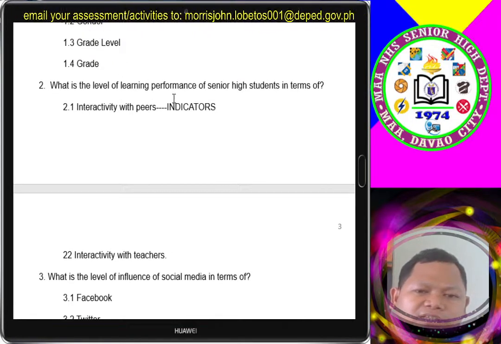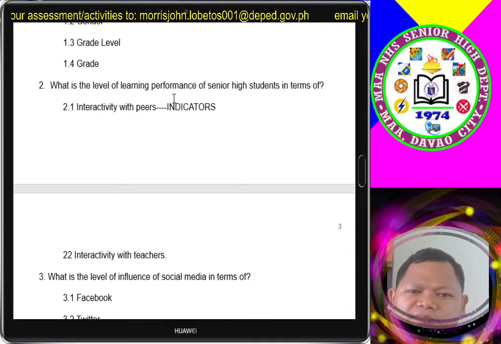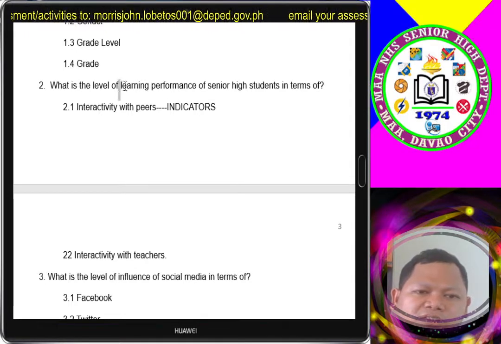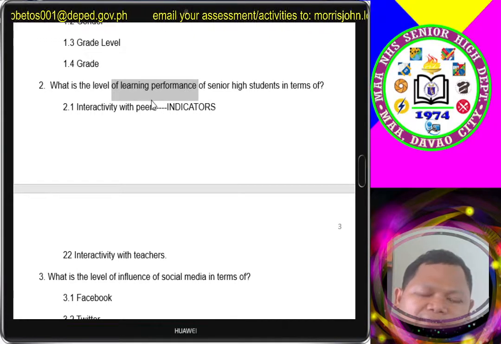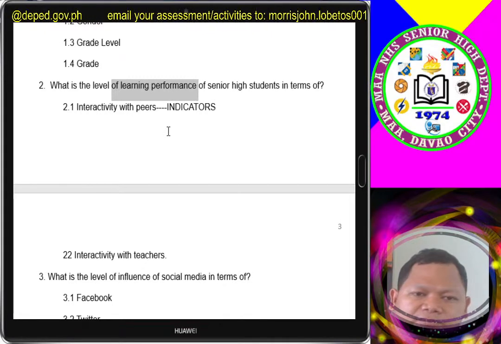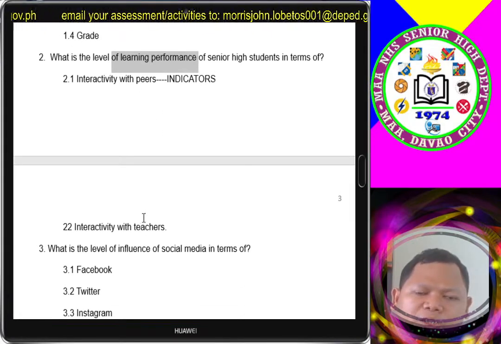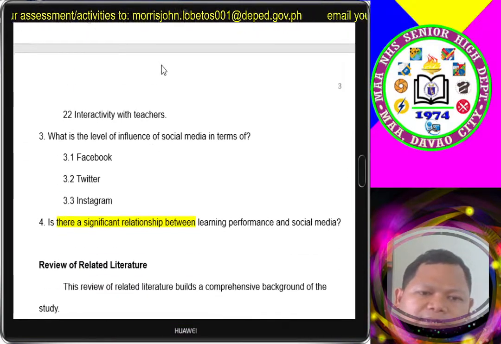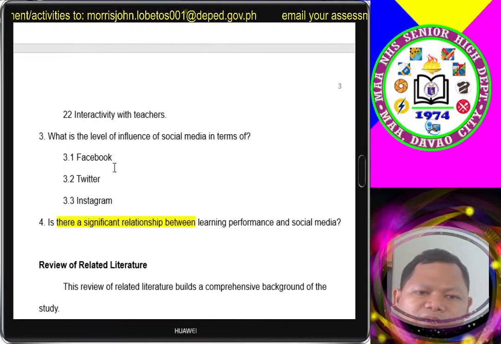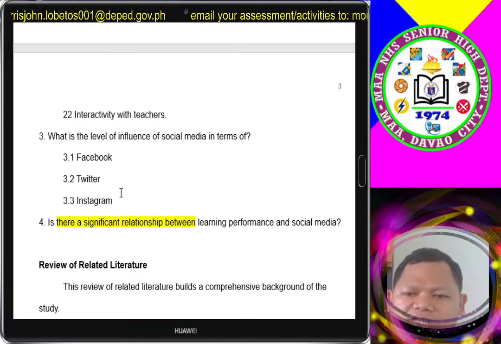Okay, so in this study, we already discussed variables. So these are the variables used in the study. This is the dependent variable, the DV. So this is the indicator. This will measure the DV, or the learning performance. Then number 3, what is the level of influence of social media in terms of Facebook, Twitter, and Instagram? Okay, so this is the independent variable in this study.